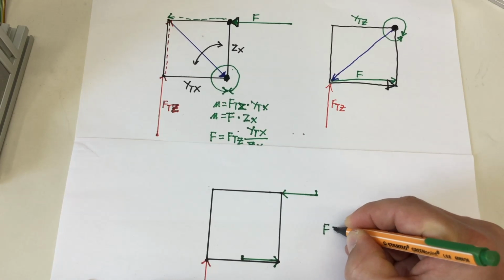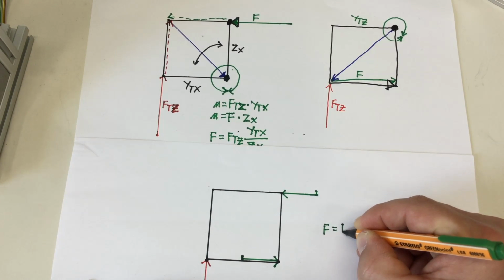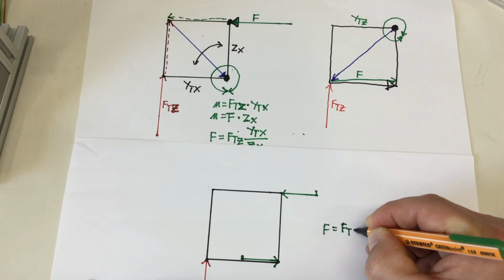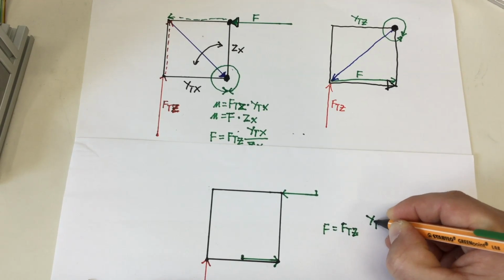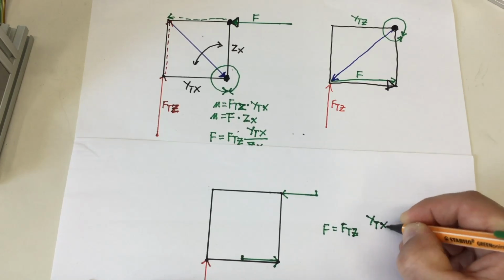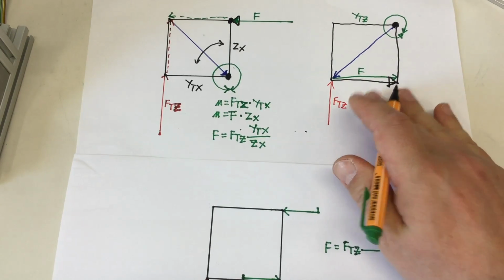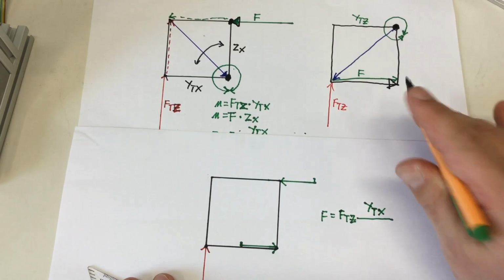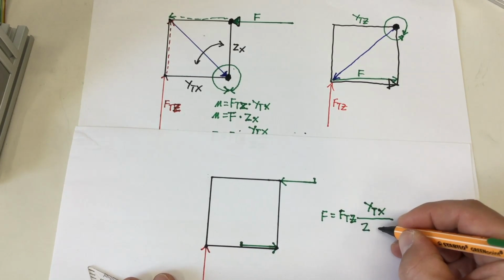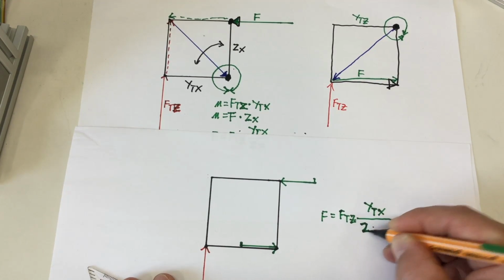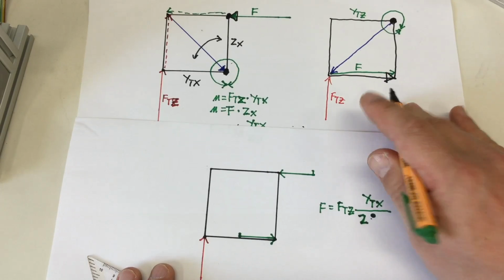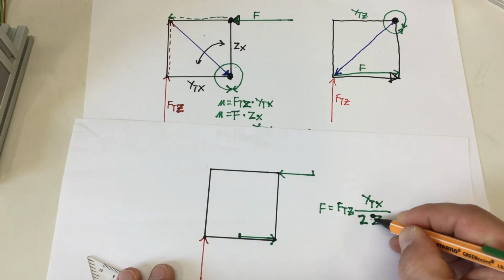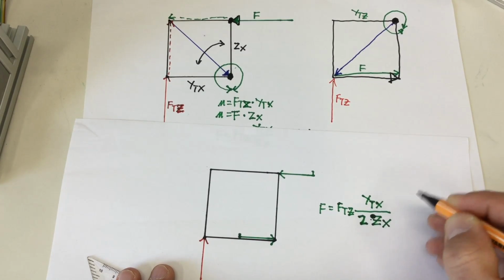is that F is F T Z and Y T X over, and we need only half the force, 2. That should be a 2, sorry. 2 ZX.